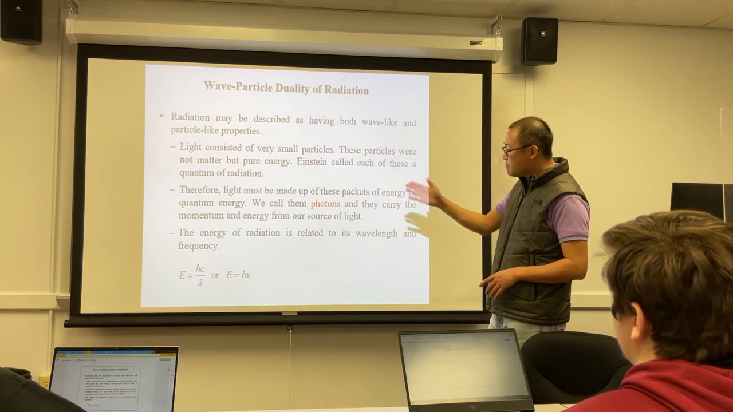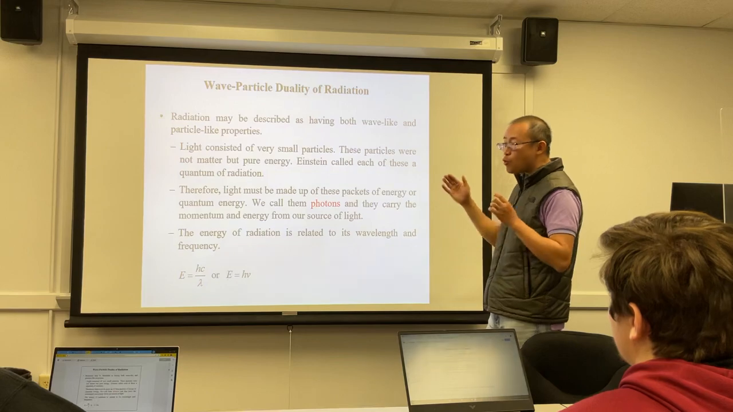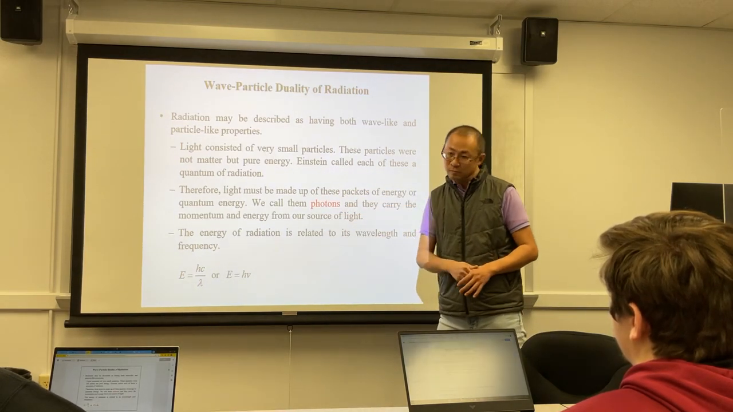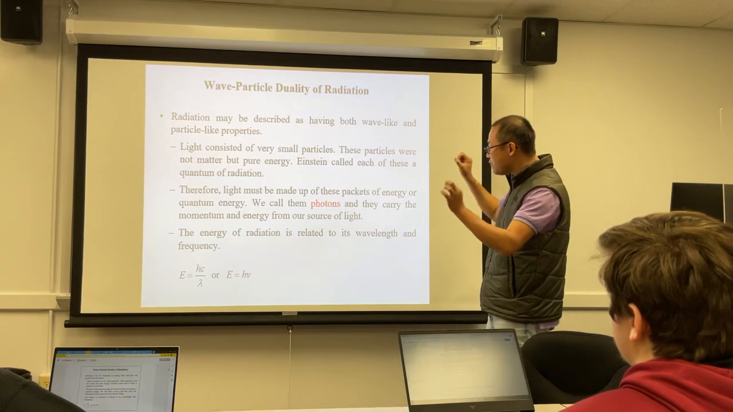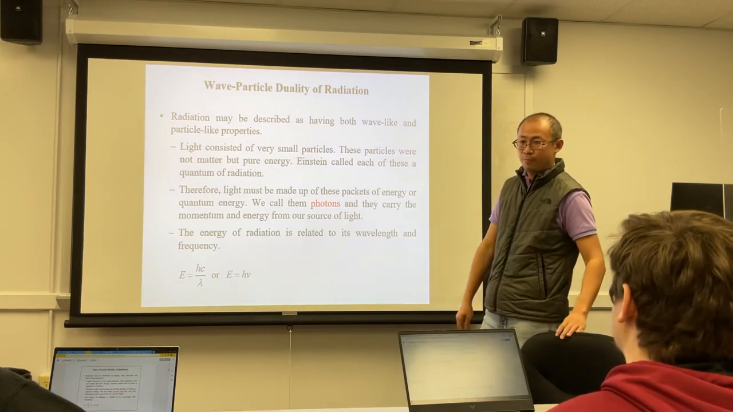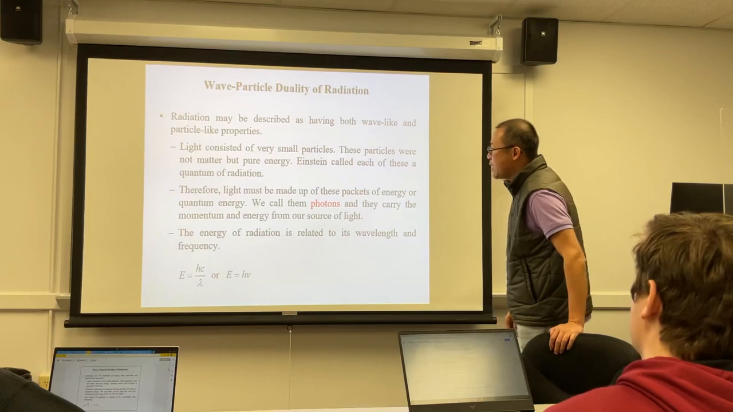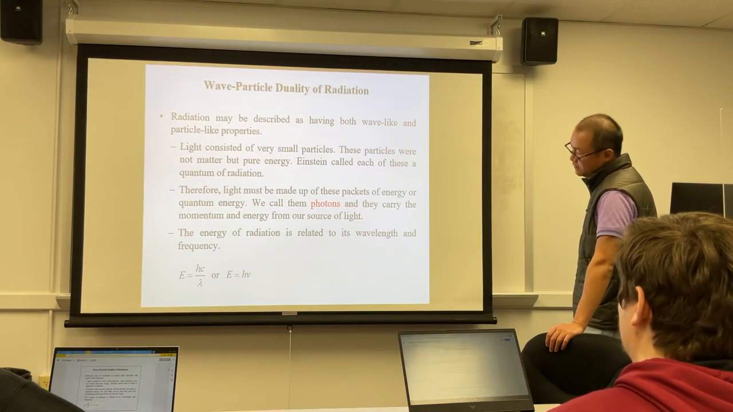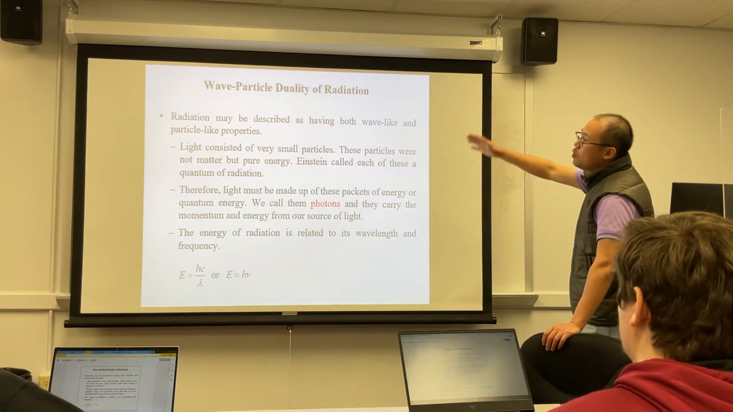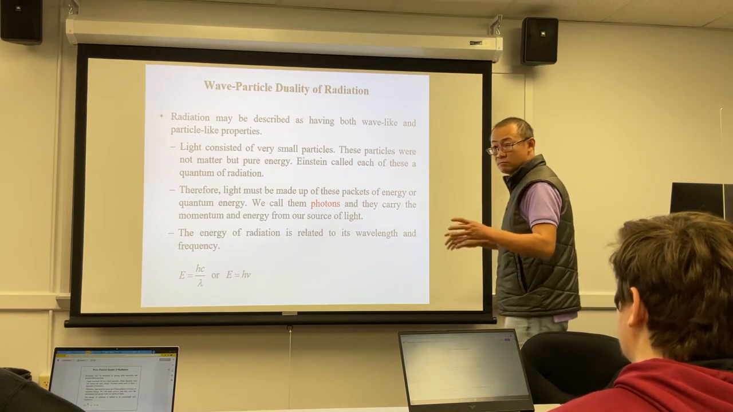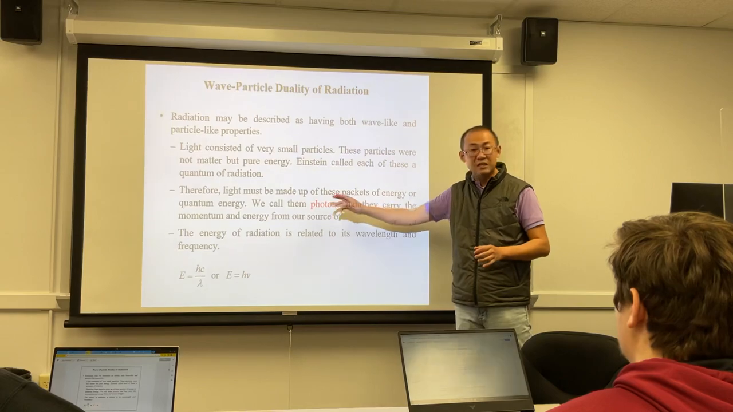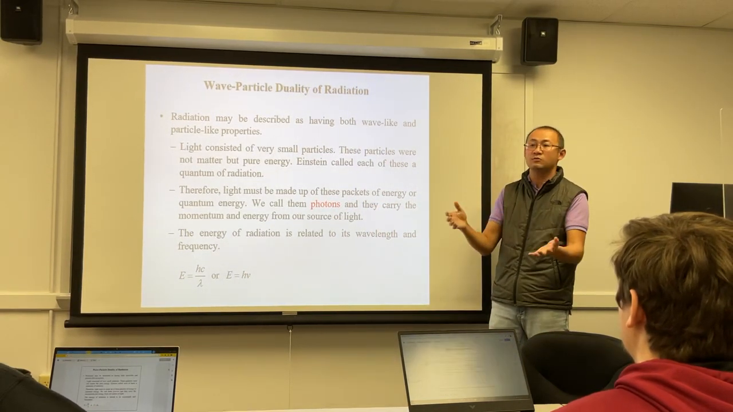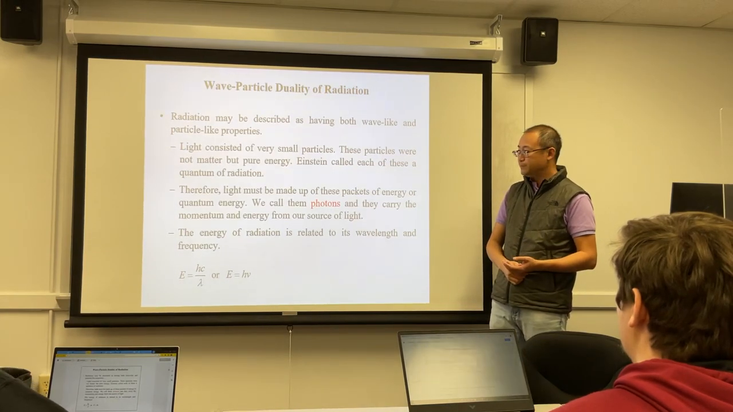Now, light must be made of these packets of energy, or quantum energy. We call them photons. What are photons? Photons are these light particles. And they carry the momentum and energy from our source of light. So this is why light has energy. Because these photons have particle property. They're bullets, they can hit on something. That's why they have energy.